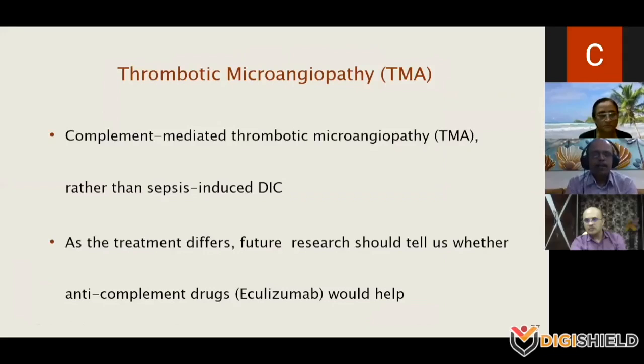The other manifestation which we see is called thrombotic microangiopathy, right? So this is because of activation of complement by the virus. And this again is not DIC. You will not have elevation of the parameters that you see in DIC. And as treatment differs, future research will tell us whether anti-complement drugs such as eculizumab, which have been shown in some patients to have worked extremely well, where the complement activation is completely stopped, and therefore the patients who were very sick were actually cured with eculizumab. But this needs more research.